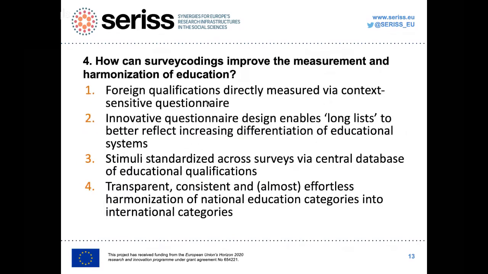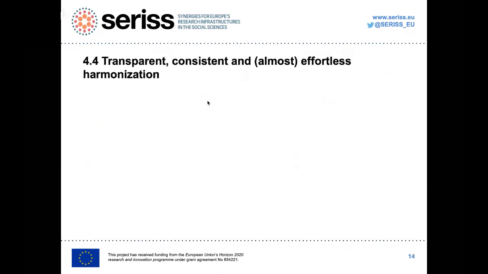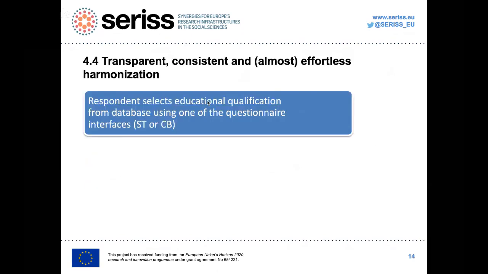Now, the fourth advantage of using survey codings, and that's a really big one, I think, is the transparent, consistent, and almost effortless harmonization of national education categories into international categories. And let me show you how that works. So in the survey, the respondent selects an educational qualification from the database using one of the questionnaire interfaces, the search tree or the combination box that I've shown you before.